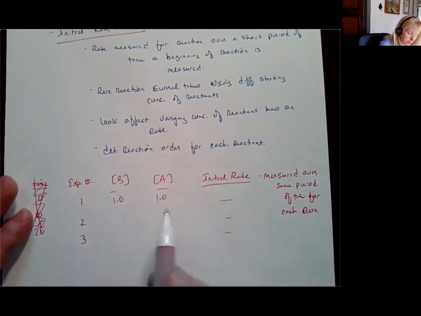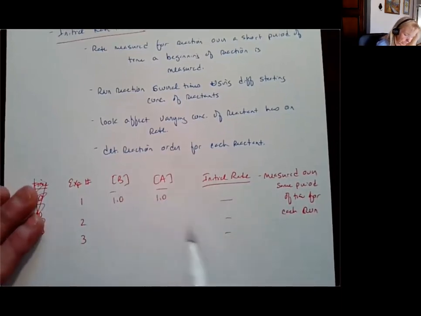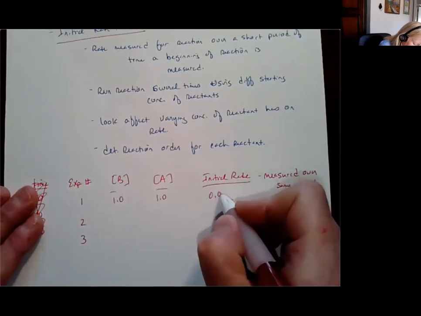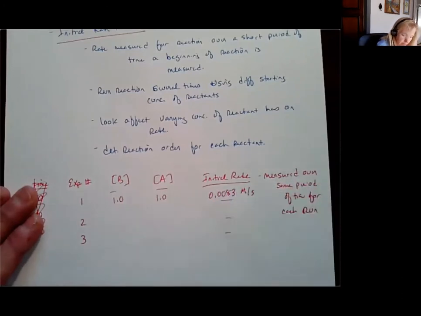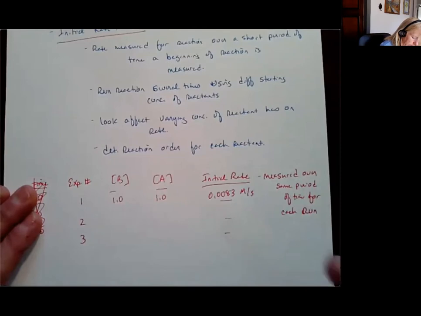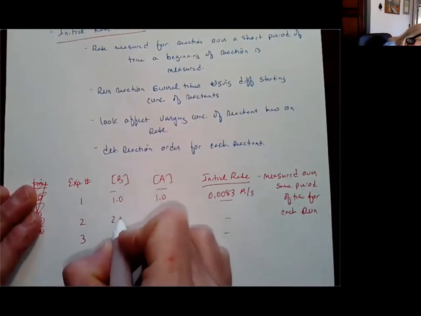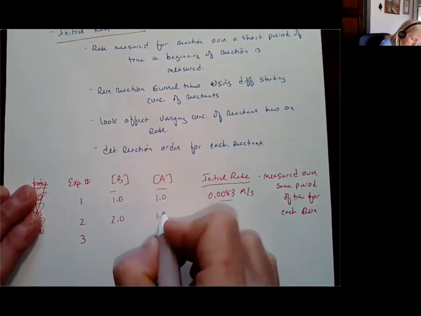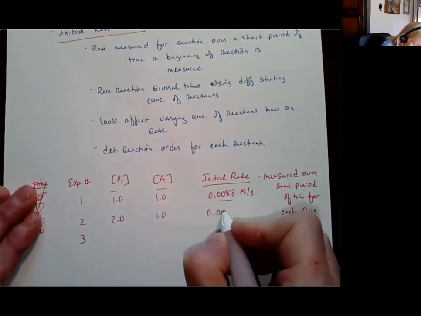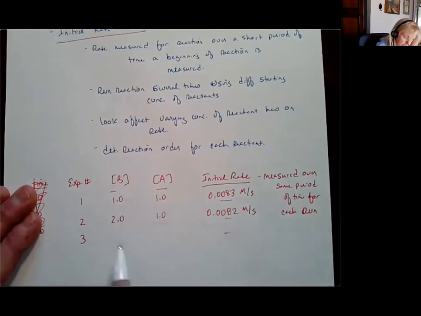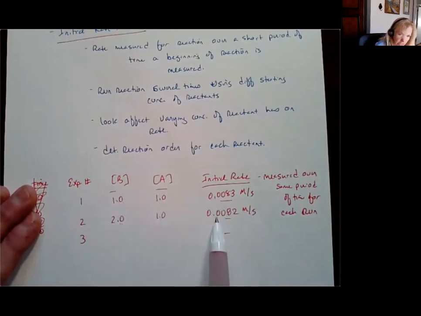So my first experiment I run, I'm going to use 1 molar of each of these. And my initial rate of that is 0.083 molarity per second. Right, so I'm going to have units of molarity per second because that's my rate. And let's say I run it and I double B, but I keep A the same, and my reaction rate is still the same. So now I have double the amount of B than I did up here, and the rate did not change. So this tells me that B is not really affecting the overall rate of that reaction.